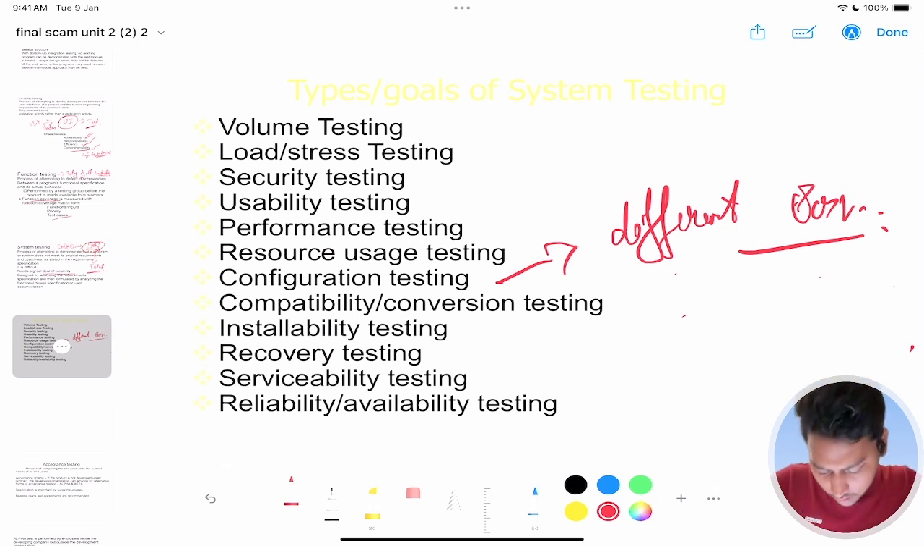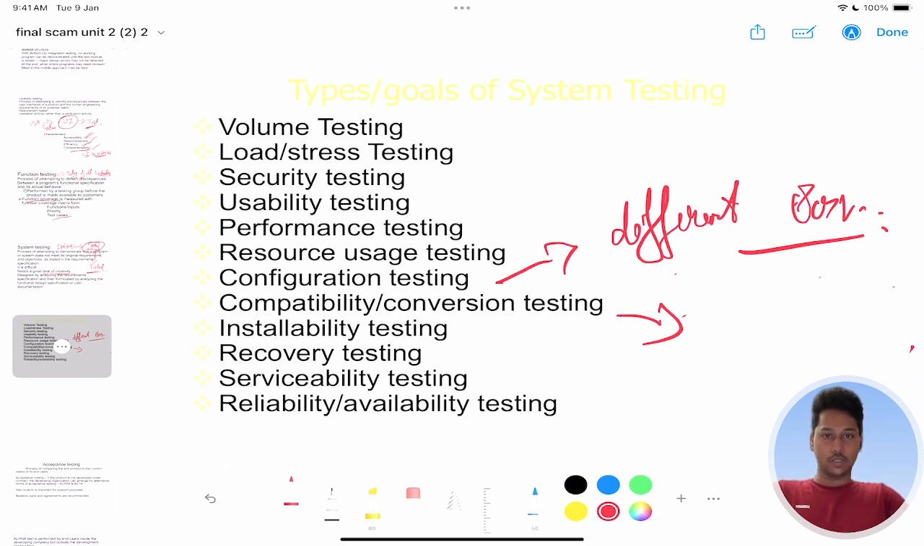Then compatibility testing. If we are running a system on a piece of software, it should run on a different system also, not just on the system where it's developed. And then comes installability testing. It should be installable on different systems, not just on one system.